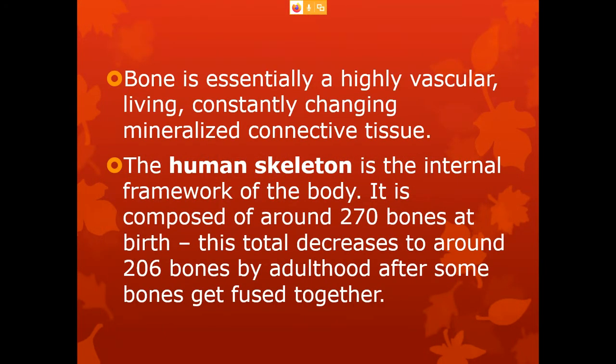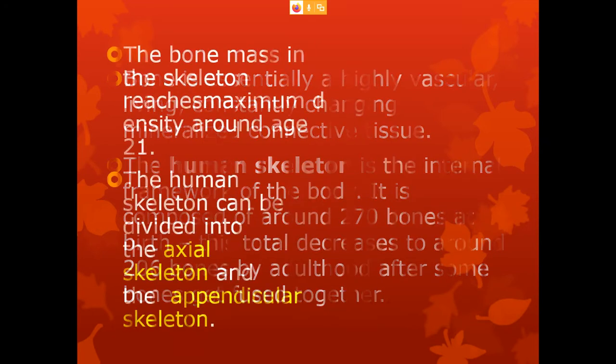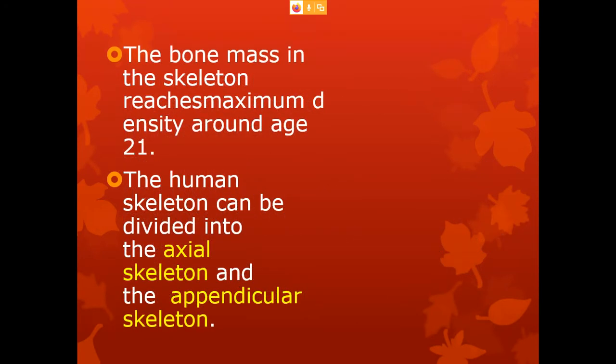Bone is essentially a highly vascular, living, constantly changing mineralized connective tissue. This is how we can define bone. The human skeleton is the internal framework of the body, and it is composed of around 270 bones at birth. This total decreases to 206 bones by adulthood. So only 206 can be identified in the adult. The skeleton reaches maximum bone density around the age of 21. Even some bones, like the clavicle, complete their ossification at the age of 31.